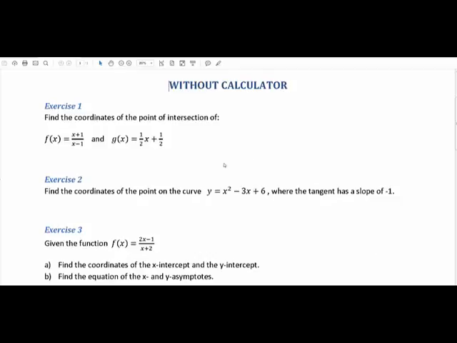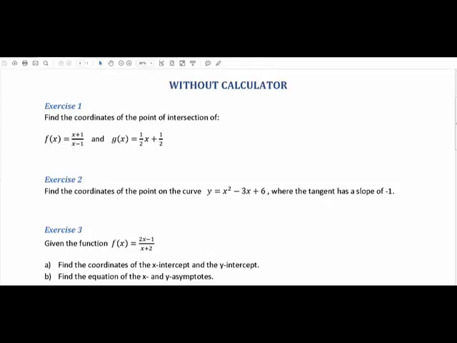Exercise 1. Find the coordinates of the point of intersection of the function f of x and the function g of x. So this is one function, and here's another function, and they're going to intersect at some point, and we would like to find the coordinates of these points or point. So probably just one intersection.